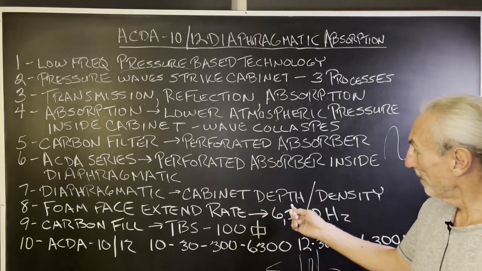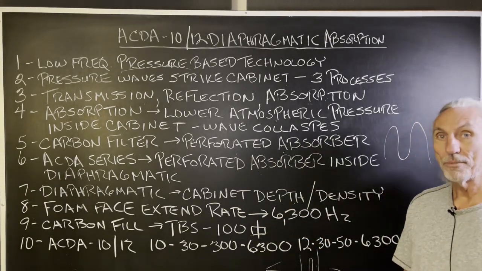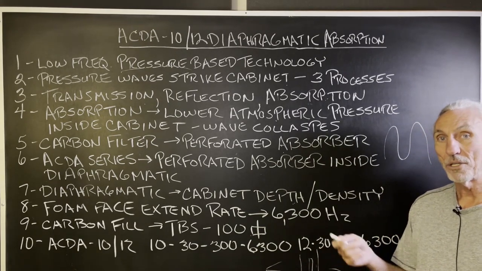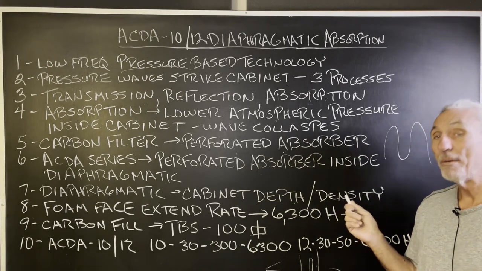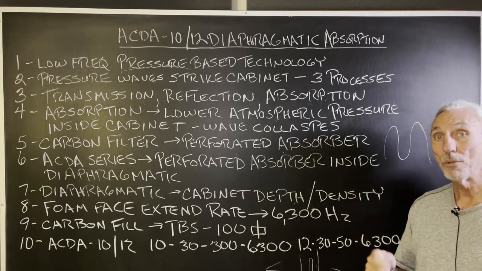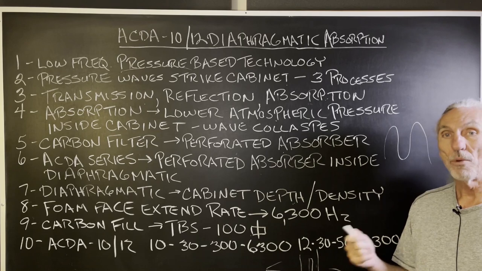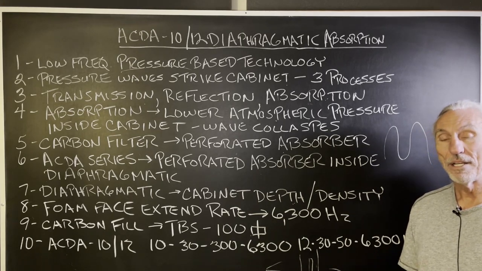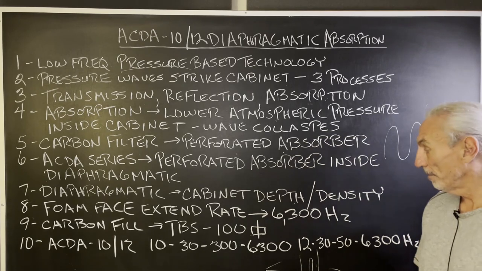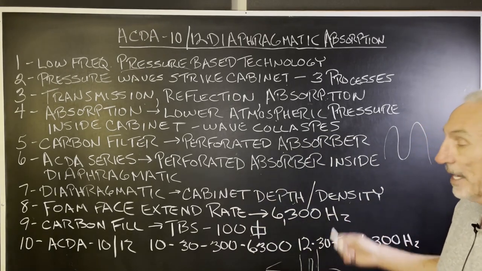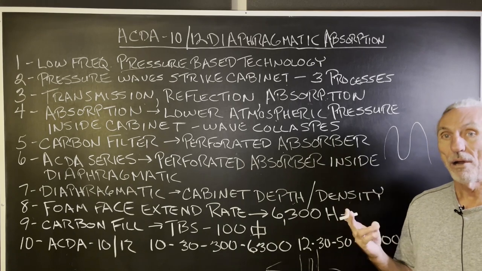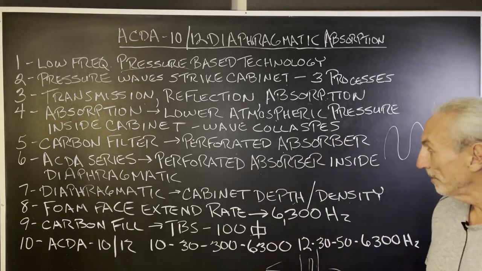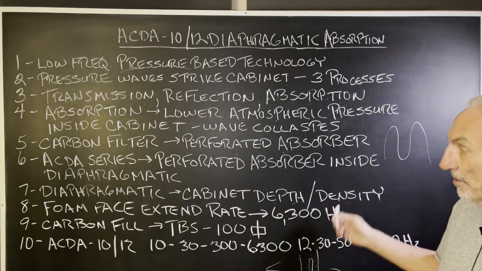So the cabinet depth of a diaphragmatic absorber determines how low it goes. I always say anybody can build a box that goes to 40 hertz. The key is how much do you get at that 40 hertz per square foot? Because it's one thing to go down that low. It's another thing to get enough of it to have an audible impact. Density of the cabinet's critical also. How much each square foot of the cabinet weighs, that's critical in the performance. So it's depth and density that are the two things.